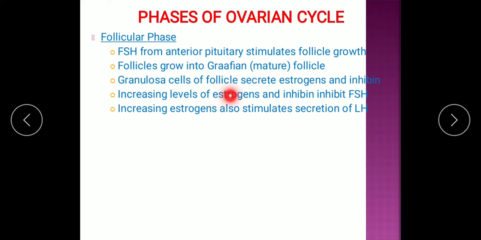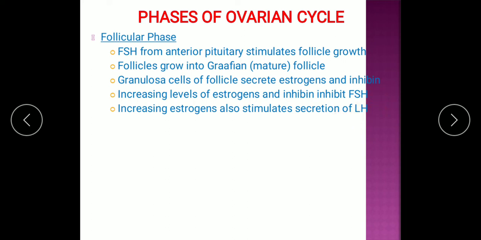Granulosa cells of the follicles secrete estrogen and inhibin. The increased level of estrogen and inhibin inhibits FSH. Increased estrogen also stimulates the secretion of LH. So an increased estrogen level stimulates luteinizing hormone and suppresses follicle-stimulating hormone.